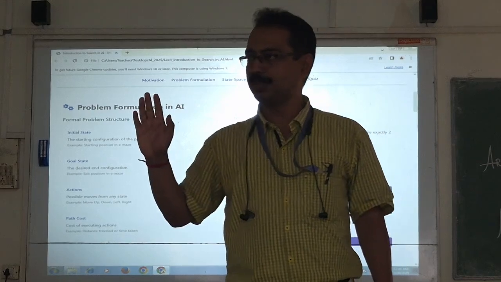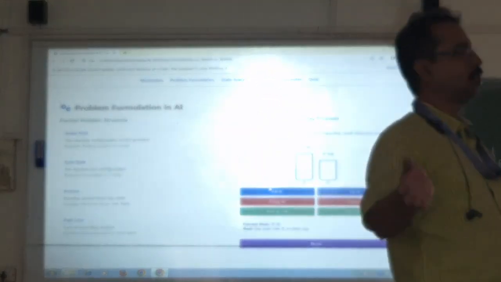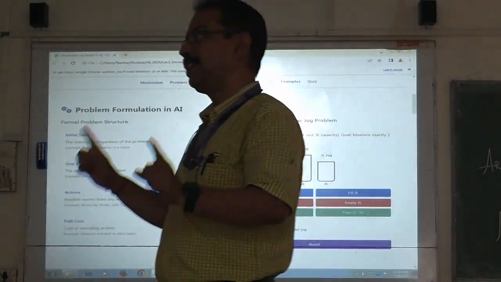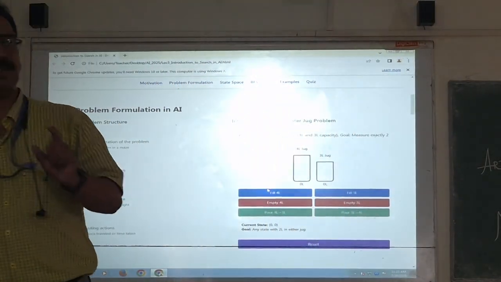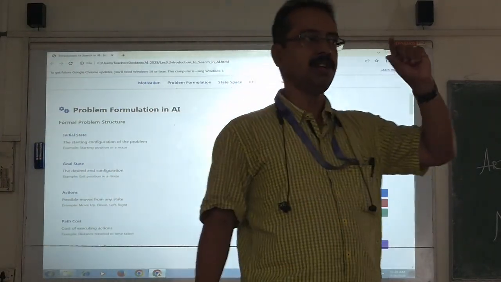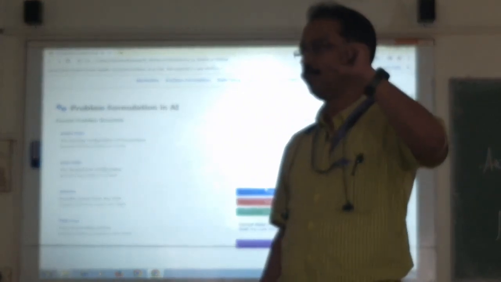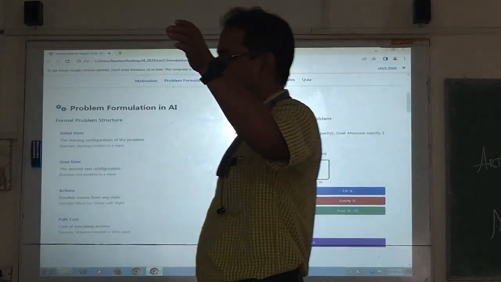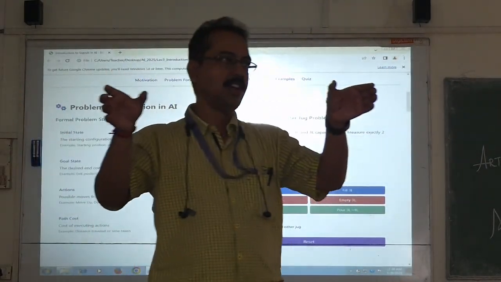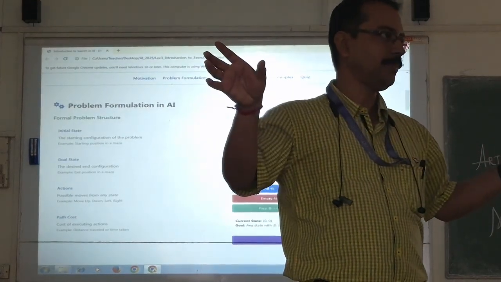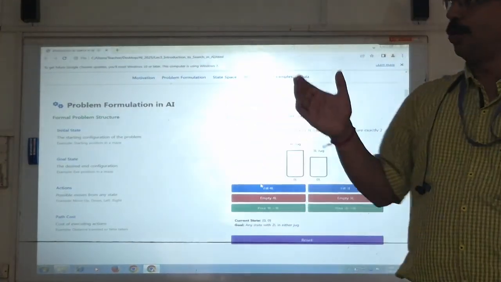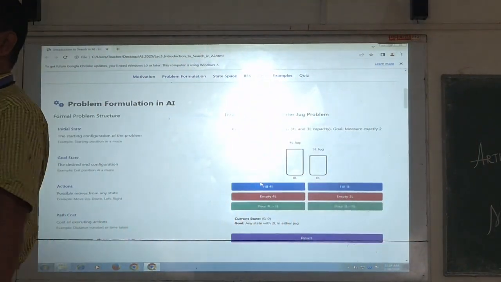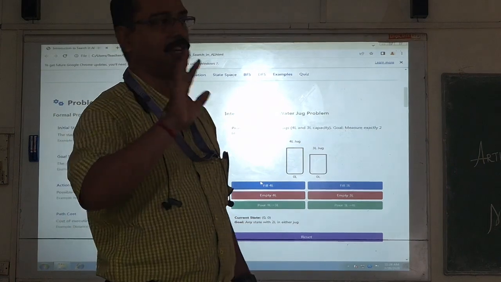Am I clear? The question is clear. You can perform a sequence of moves in any order, but ultimately your goal is that finally one of the jugs will have 2 liters of water, and you have to ensure that. There is no measuring here. Only you have a jug of 4 liter, another is 3 liter with maximum capacity. Now you can do anything, but ultimately your goal will be to keep 2 liters of water in either the 4 liter or 3 liter jug.